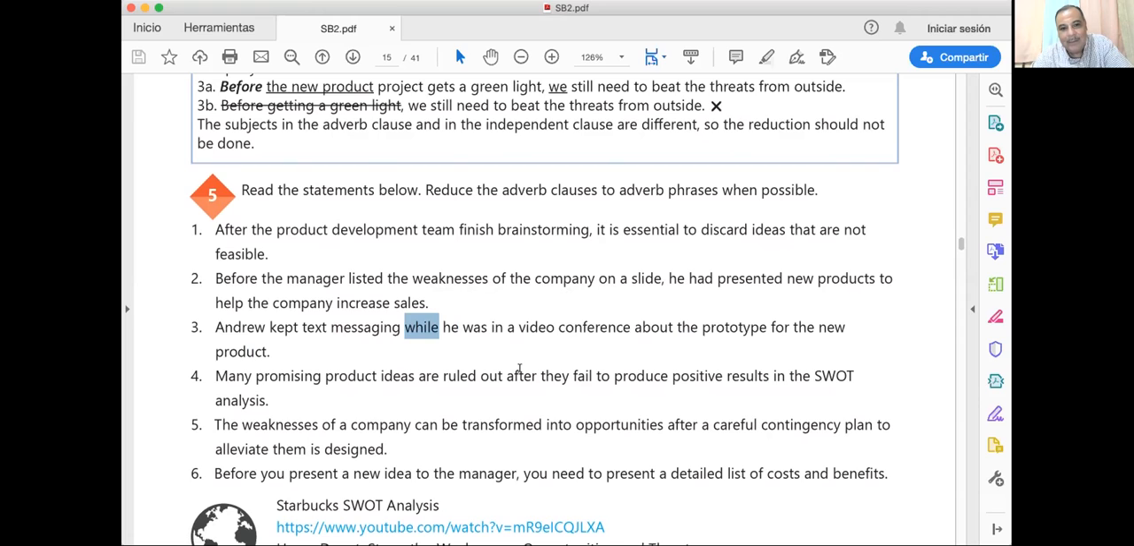While being, what is the verb? Was. And what is the base form of was? Is be. You remember? The base form is be, and you add ing, being. So while being in a video conference.